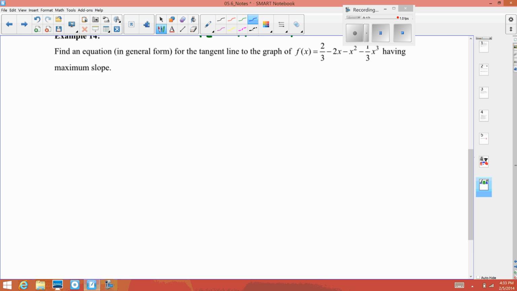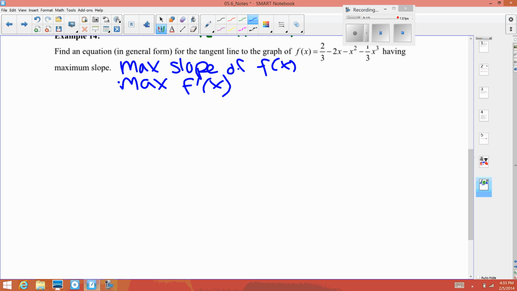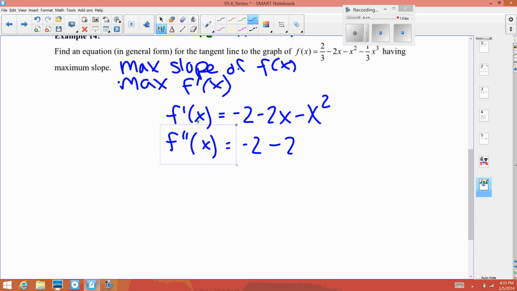Find an equation for the tangent line having a maximum slope. So we're trying to maximize the slope of f of x. So what we're secretly doing is maximizing f prime of x. All right, so f prime of x, we need to find that first. Negative 2 minus 2x minus x squared. And we're maximizing that. So take the derivative.